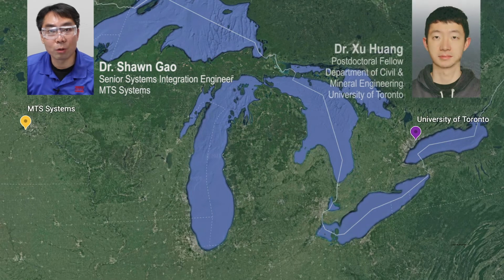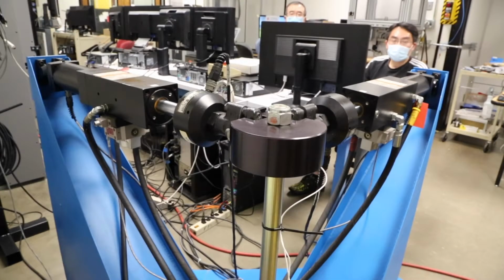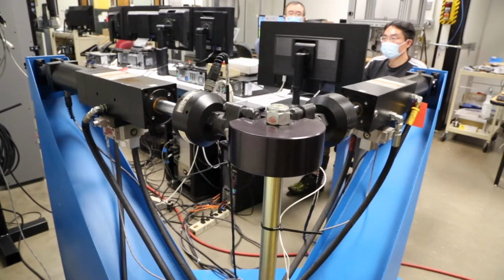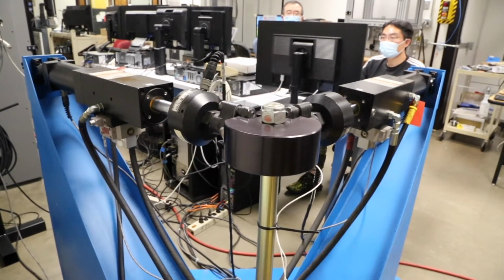Together with Dr. Huang at the University of Toronto, today we are going to run some demo tests to show you how to use Nikon to perform hybrid simulation. Nikon is a program developed by the University of Toronto, and it can talk directly with MTS control software through the API we provided. So the physical test substructure today is that biaxial test rig you can see there.